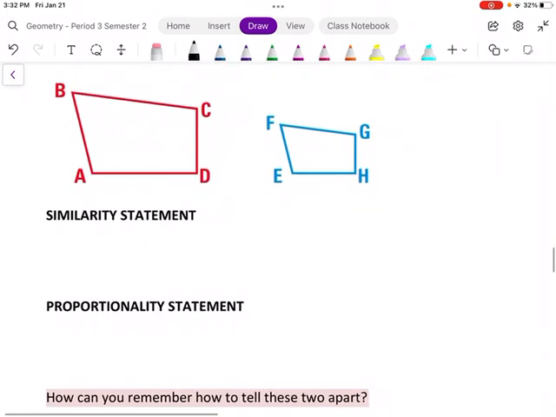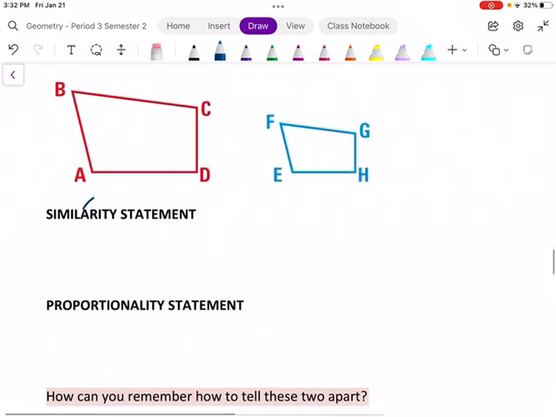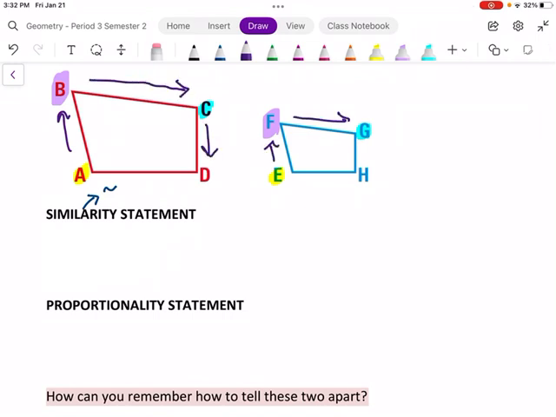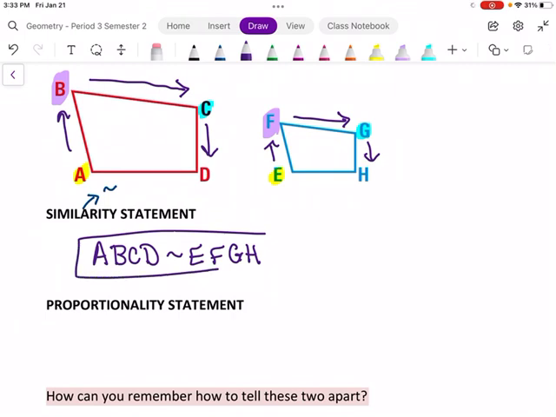So when we're writing a similarity statement, the symbol for similarity is this little squiggly sign. So we are going to find the angles that are congruent. In this one, they're just going in the same direction. And when we write our similarity statements, we're going to write them the same way we wrote our congruent statements, by going in the same order. So this one we would have A, B, C, D is similar to E, F, G, H. And those are the same.